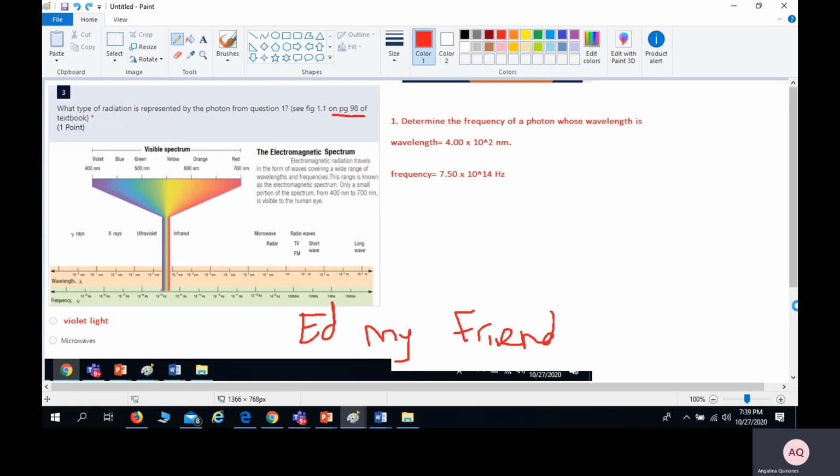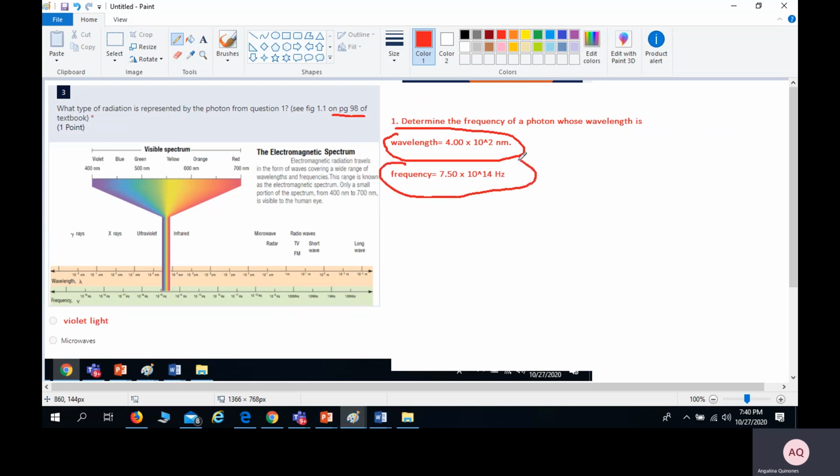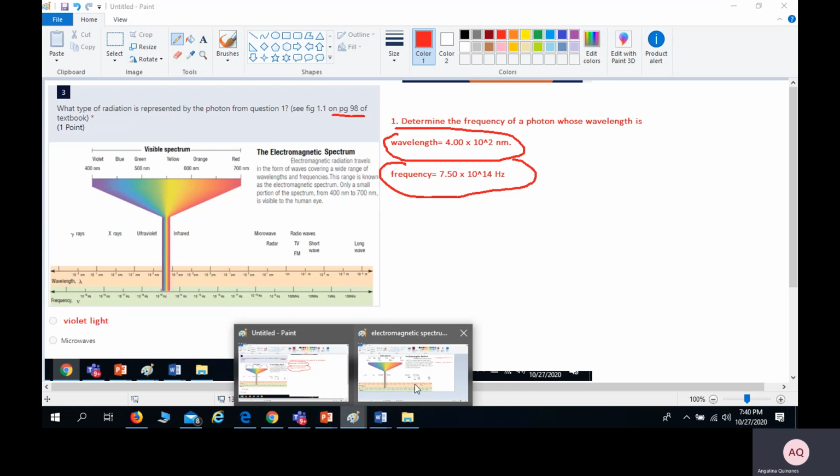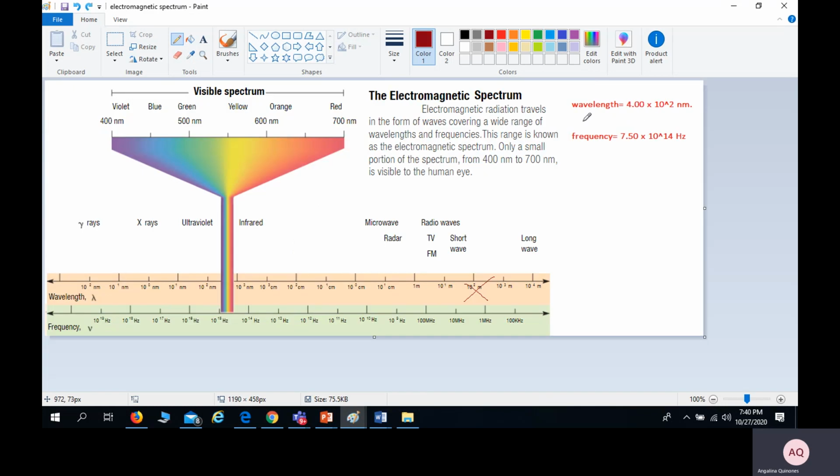All right, moving on. So in question number 1, they gave us some information that we're going to need. They gave us the wavelength that was just in the question, and we calculated the frequency based off of this wavelength. That was from number 1. I want to make this a little bit bigger, so all I did was take that information. This is, again, page 98 in the textbook.